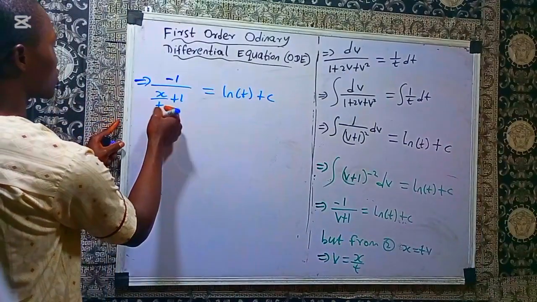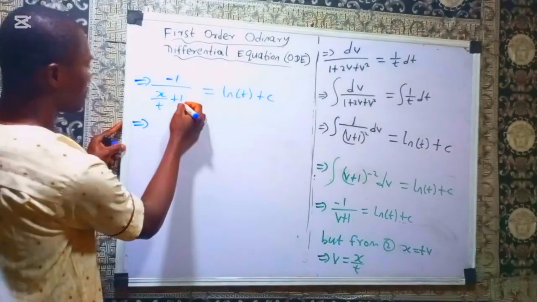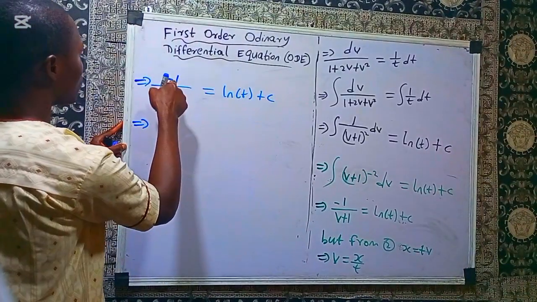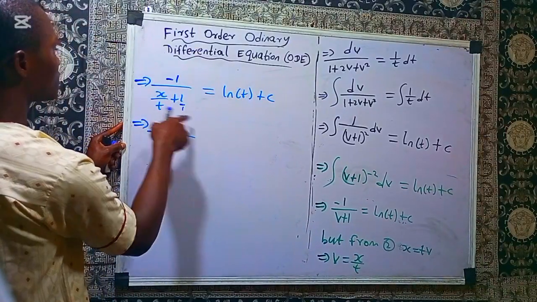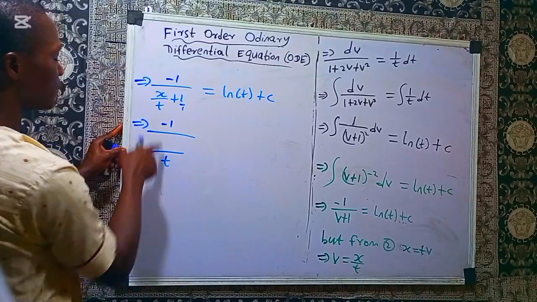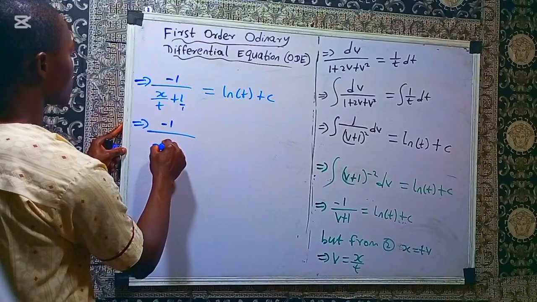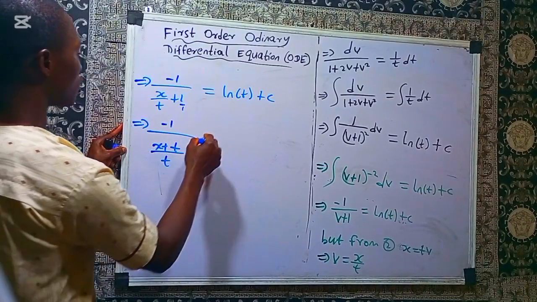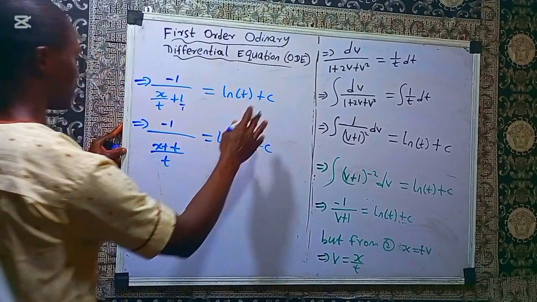So now I can solve this expression. What is the LCM of this? 1 is the same thing as 1 over 1, right? Okay, so let me write what I have at the numerator here. I have negative 1 over, then let me solve this fraction down here. My LCM is t. t divided by t, I have 1, multiply x, I have x. Plus 1 divided by t, I have t, multiply 1, I have t. So equals ln of t plus c, as we have at the right hand side.